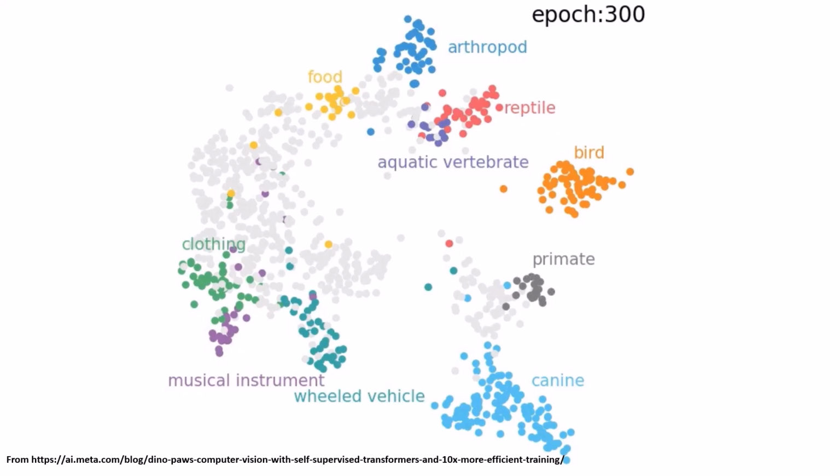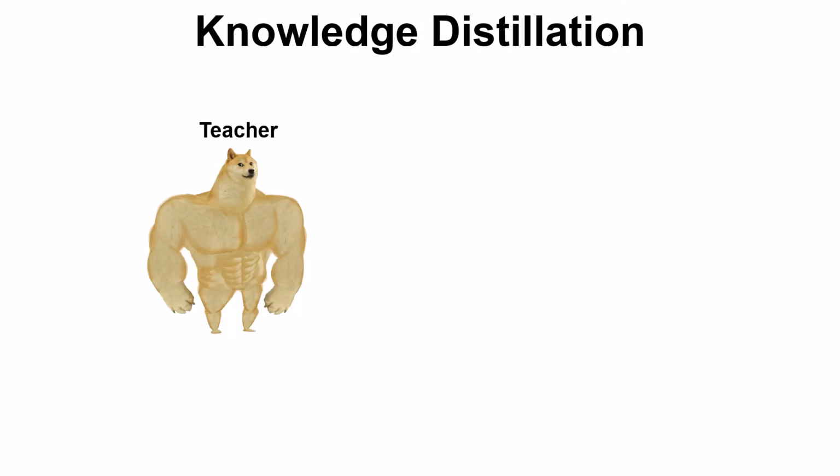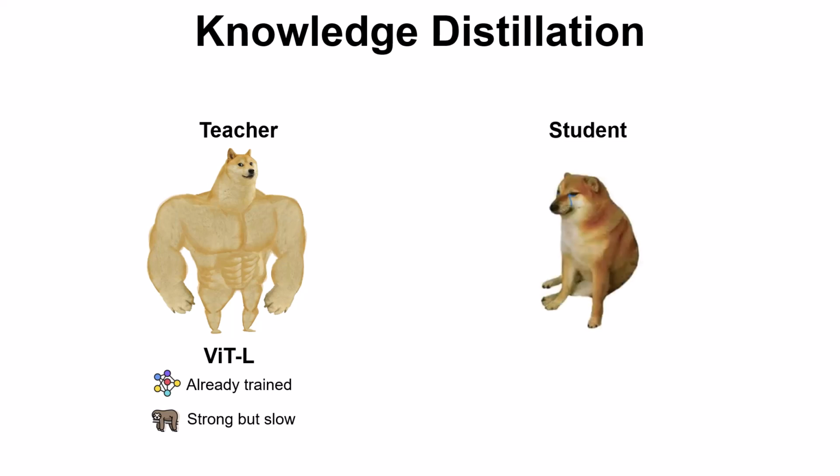DINO is not a contrastive learning approach, as is very popular recently for the unsupervised domain, and instead it relies on a concept called knowledge distillation. In knowledge distillation, we have a teacher network like ViT large that has lots of parameters and performs very well. It is already trained and it is strong but slow. On the other hand, we have a student like ViT base that doesn't have as many parameters as the teacher. So it is not as strong, but it is faster.